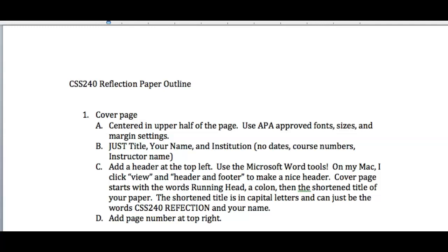The cover page, the big mistake people make in an APA paper is they put too much information. The only thing that goes on the cover page besides the header and the page number is the title of the paper, your name, and the name of the institution. No course numbers, no instructor name, no dates, no semester numbers, anything like that. Title of the paper, under that centered your name, under that centered Slippery Rock University. That's all you'd put on that title page, and then that part is done.